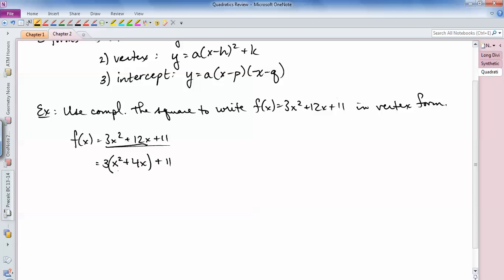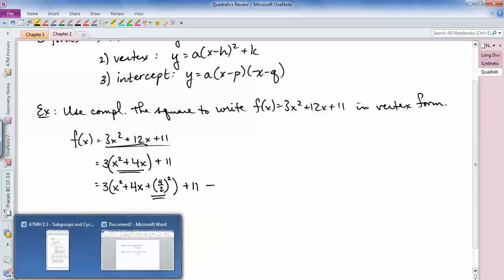Now the inside of the parentheses is in the form where I can complete the square. My b is 4. Remember, to complete the square, you take half of b and you square it. So it's x squared plus 4x plus b over 2 squared, and then plus 11. But remember, I just added in something. If I want to keep the value the same as the previous step, whatever I added in, I have to subtract too. That'll keep everything exactly the same.